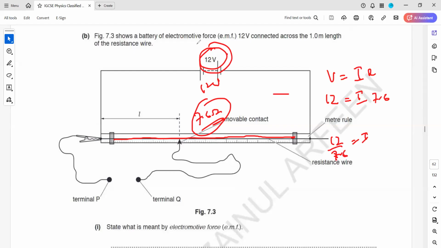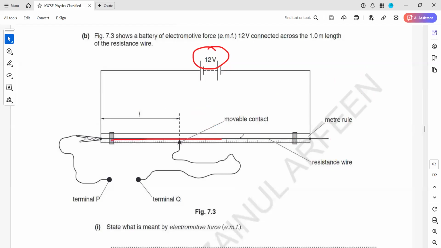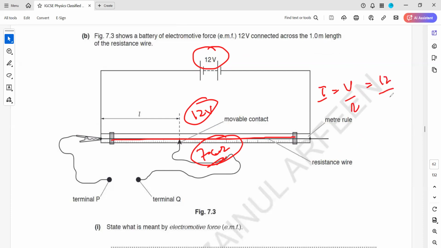1.5794, so 1.58. So don't we need to find the resistance for the specific? No. The whole wire is connected to a battery. This is a battery and this whole wire is connected with the battery. So that's why we took the total voltage and we know the total resistance, that is 7.6. So we find the current, which is the ratio between voltage and resistance: 12 divided by 7.6 equals 1.58 ampere.